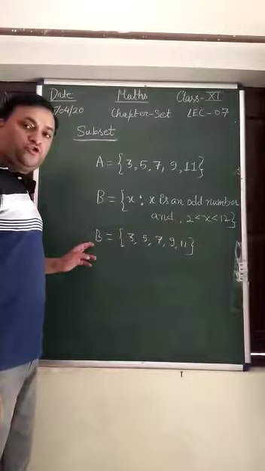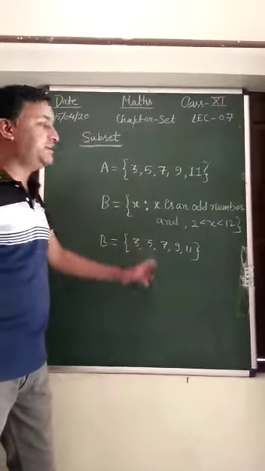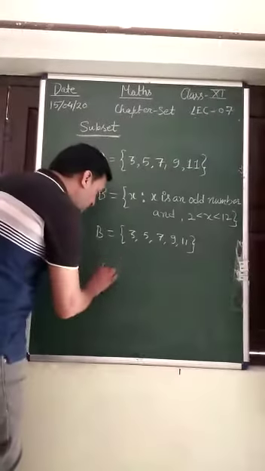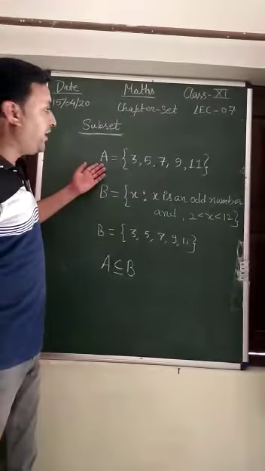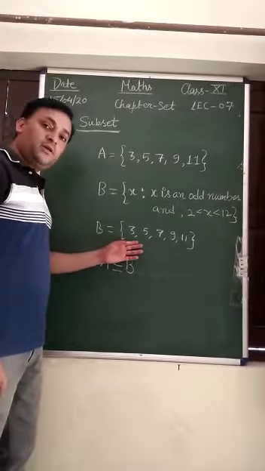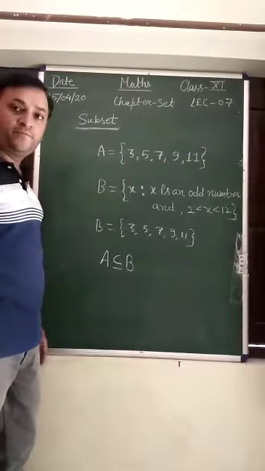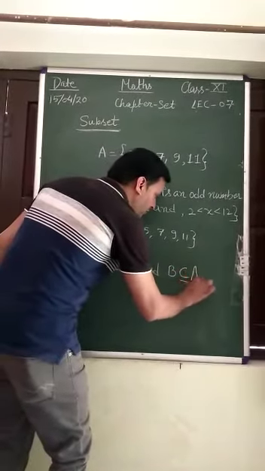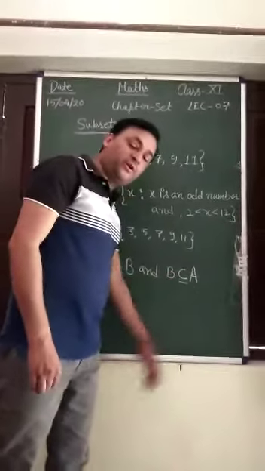So now you can easily observe, students, that A and B sets have the same elements. So here we can say A is a subset of B because every element of A is also present in B. But students, here every element of B is also present inside A. So we can say B is also a subset of A. A is a subset of B and B is also a subset of A.